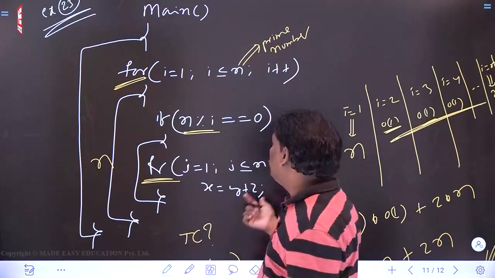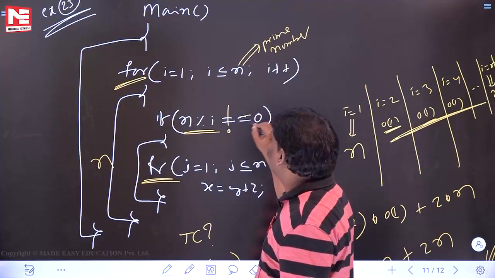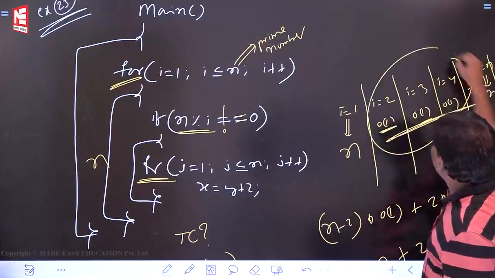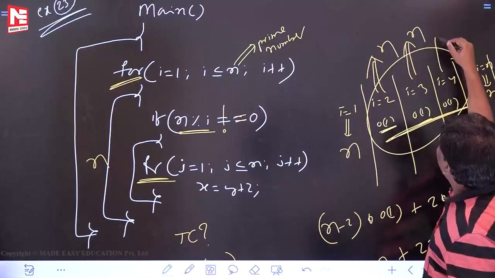And one more. What is the answer of this problem if the condition is not equal to 0? If it is not equal to 0, then what is the answer? For all these people, everyone is n.